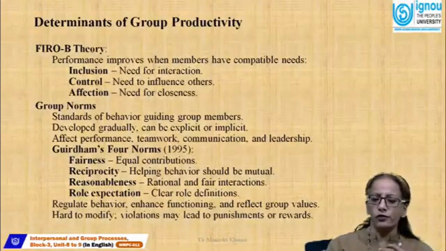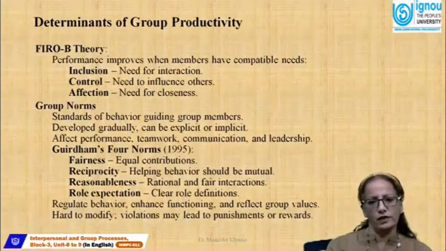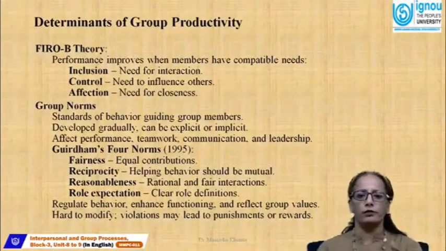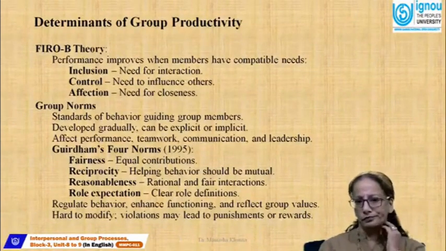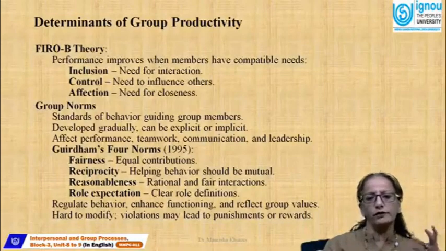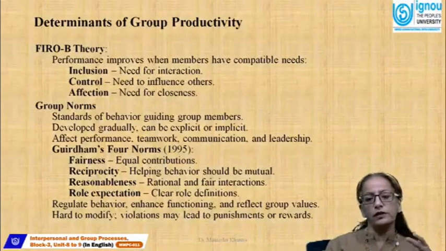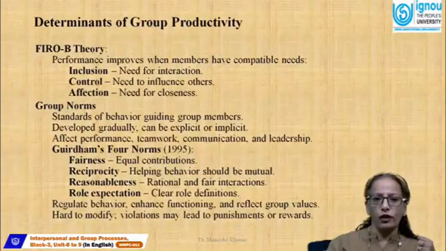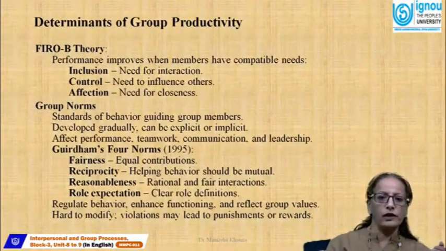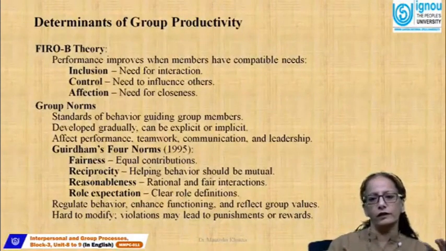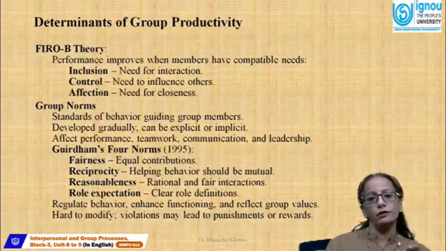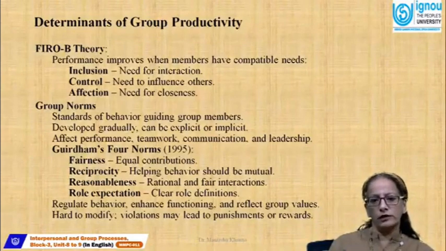Gordon's four norms in 1995 were given as fairness, where there has to be equal contribution. Reciprocity, that is helping behavior should be mutual, and every group member needs to reciprocate as per the group. Resemblance is rational and fair interactions, whereas role expectations are clear role definitions. So these are the four types of norms mentioned. These norms regulate behavior, enhance functioning and reflect the group values. They are hard to modify, and violations may lead to punishments or rewards, or sometimes even exit from the group as well.